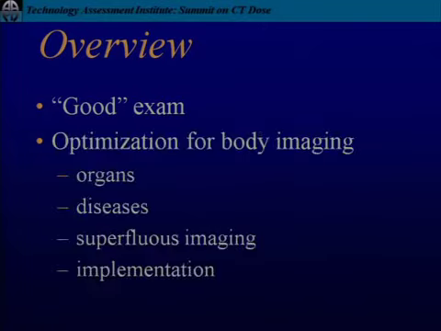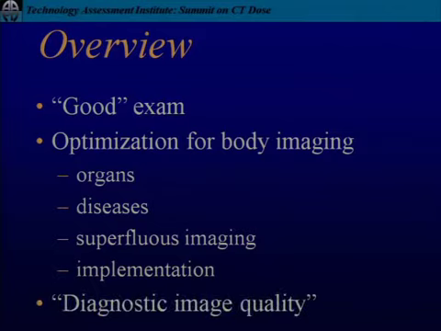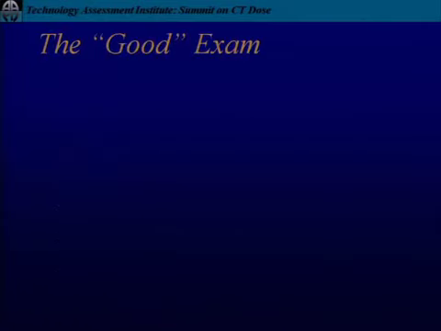So, disclosures. Okay, so I want to focus on three broad things. I want to talk about what is the good body CT exam. We've kind of been focused on larger issues, so I want to throw out some benchmark ideas that you can start to incorporate into your practice as you optimize for specific organs and diseases. I want to talk about superfluous imaging and some implementation issues for optimizing in your practice. And then I want to make a plea to the AAPM about what we mean by diagnostic image quality.